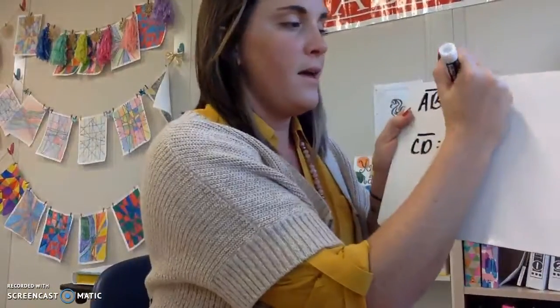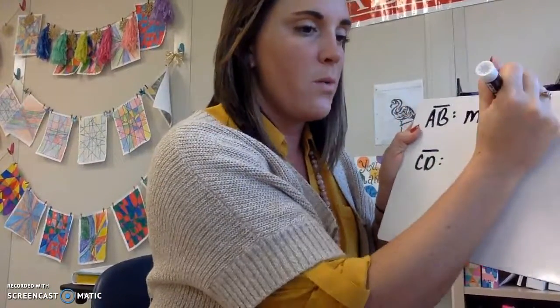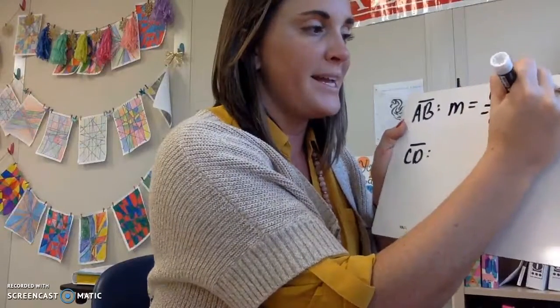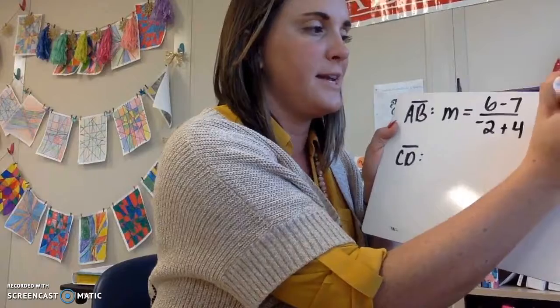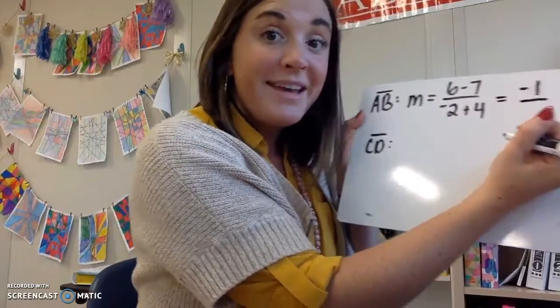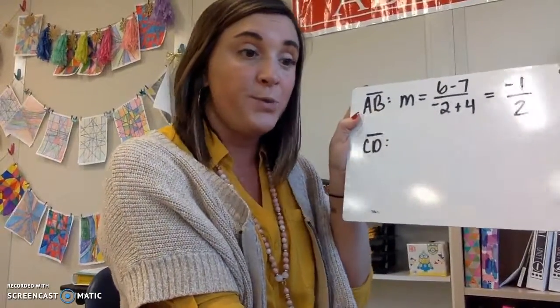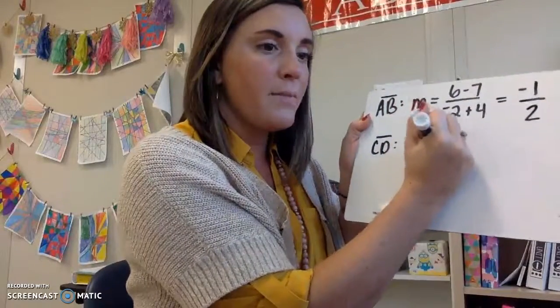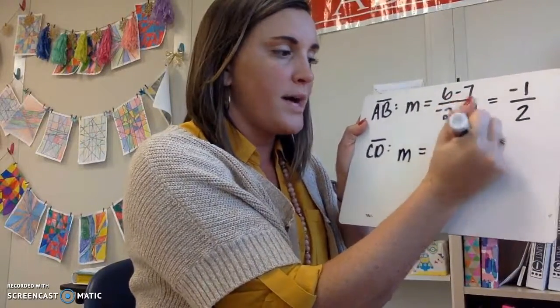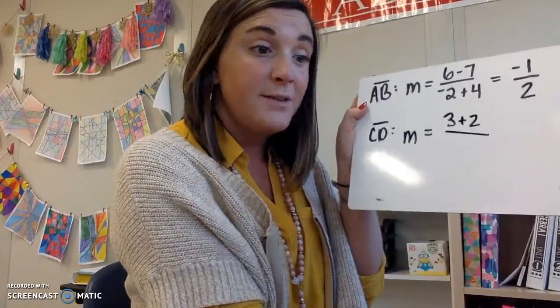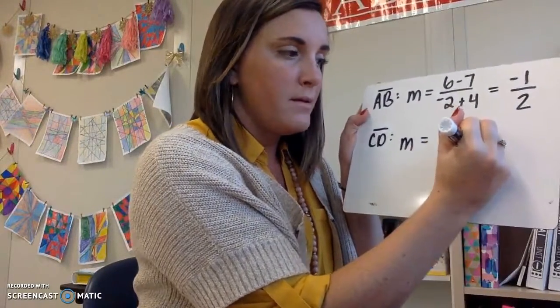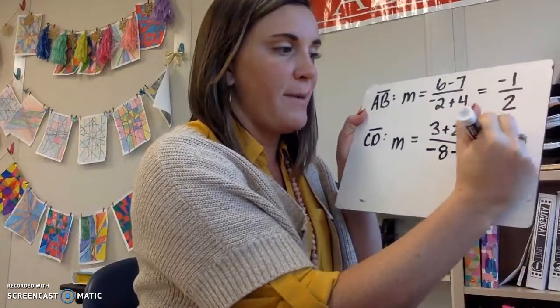So moving on to number 6, practicing these skills here. Finding the slope of AB and CD again. So m equals y2 minus y1 divided by x2 minus x1. So that became minus negative plus a positive. 6 minus 7 is negative 1. Negative 2 plus 4 gives me a positive 2. So our slope is negative 1 over 2. CD, m equals y2 minus y1, so minus a negative becomes plus a positive, divided by x2 minus x1. So 5 divided by negative 10.